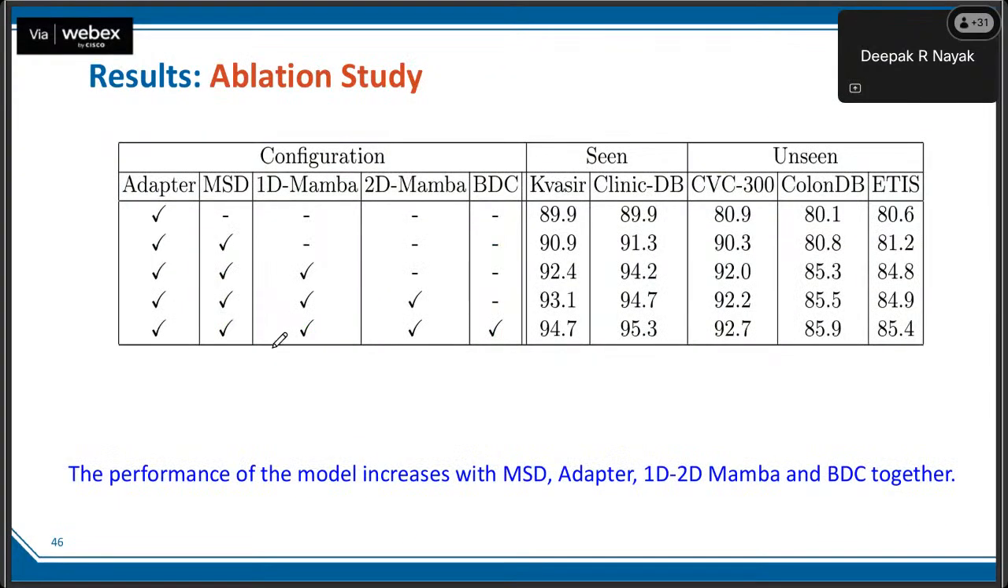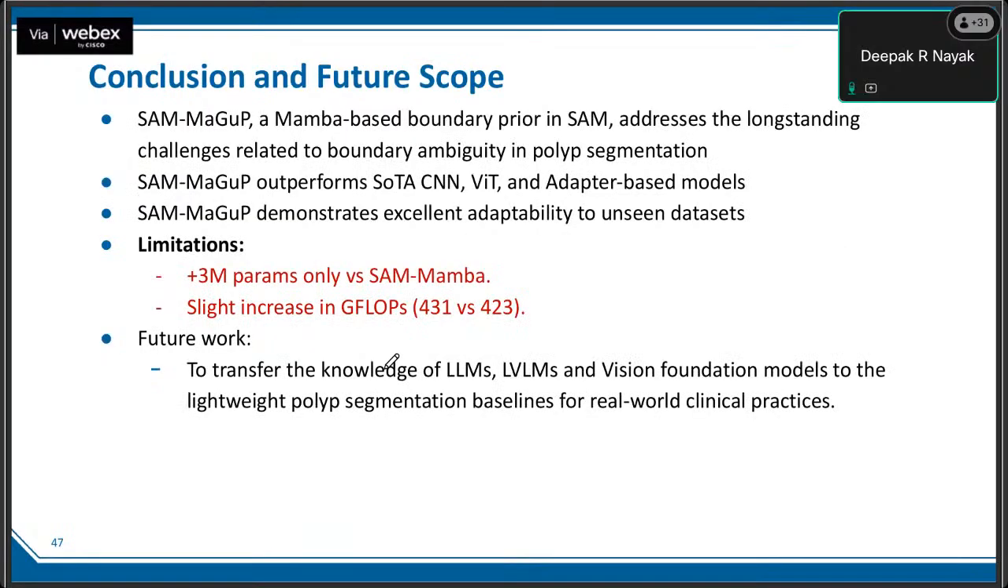Fine. So here are some of the results of the ablation studies which we have performed. That basically tells the importance of each of the modules which we have proposed. And coming to the conclusion and the future scope. Out of the 3 contributions we have made, Sam Magiev, the last approach which we discussed, is really performing well compared to the others. It is also addressing the long-standing challenge of weak boundary polyp segmentation. We have seen it outperforms the CNN-based, Mamba-based, and transformer-based approaches. At the same time, it also demonstrates excellent adaptability to unseen datasets, that means an improved generalization performance on the unseen dataset.